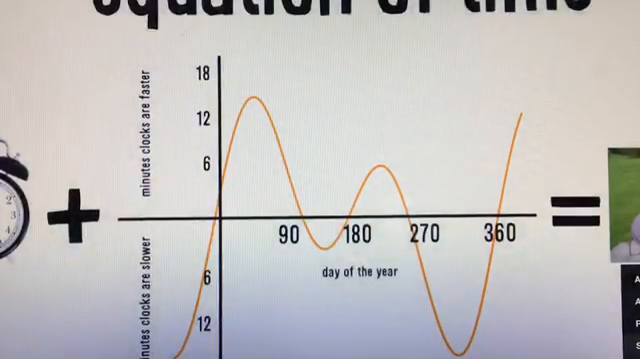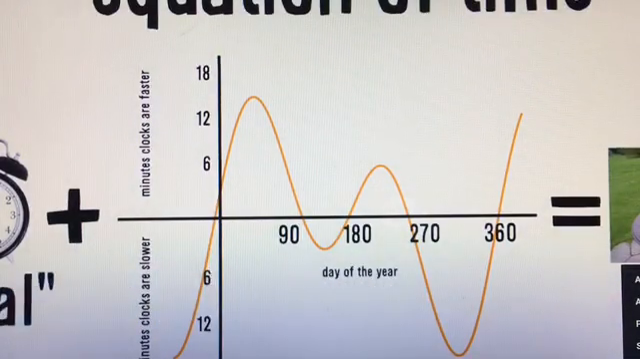Now, some fancy clocks, called equation clocks, were made that would do this for you, but eventually, we gave up. We gave up and just said, no, the real time isn't what the sun says, it's what our inventions say. Now, this transition was a big one. It was humanity growing up.